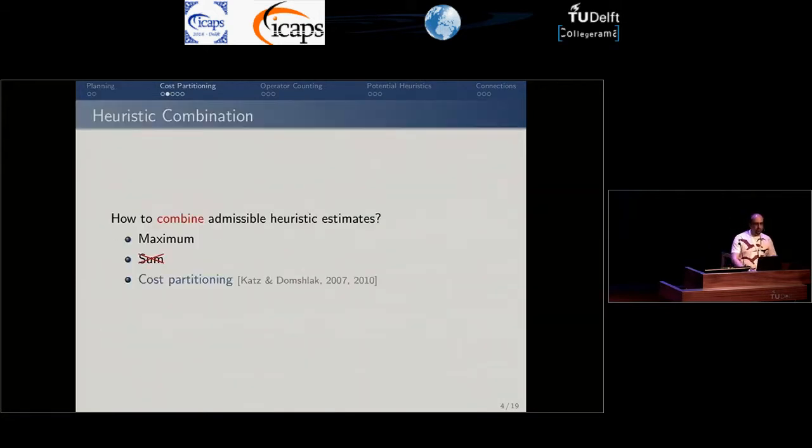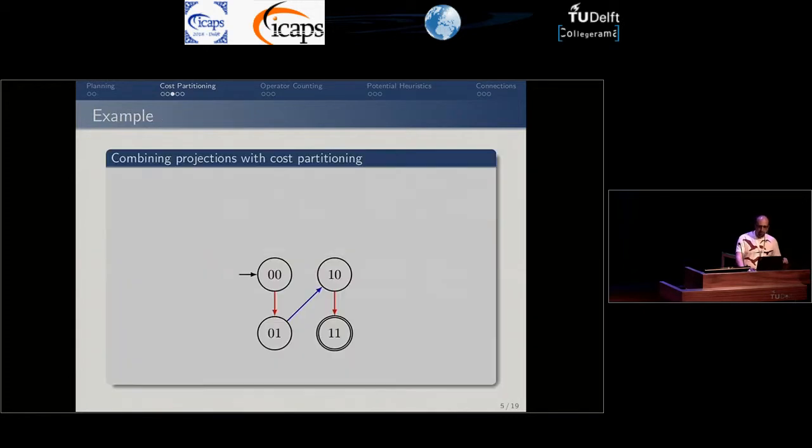Cost partitioning is the answer to the question, or one answer to the question, how we can combine admissible heuristic estimates. Admissible heuristics are lower bounds, so we could maximize over them and still have a lower bound, but the maximum is only as good as one of the individual heuristics. Ideally, we would like to sum them up, but that's not admissible anymore, and cost partitioning is a way to make them additive so we can actually sum them up. So let me show you an example.